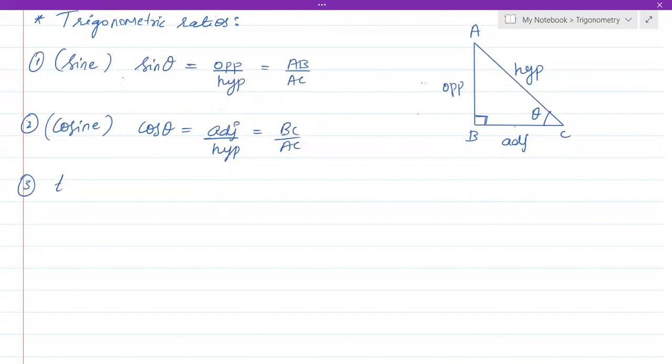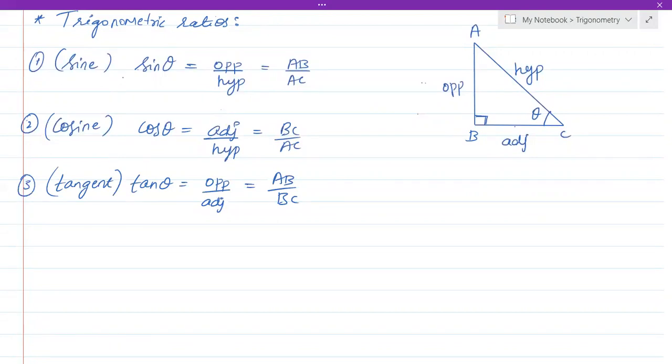Okay, that is known as tangent. The full name is tangent, but we write it as tan theta. Tan theta is what? Opposite by adjacent. That will be equal to AB by BC. These three ratios are known as the basic ratios: sine theta, cos theta, and tan theta.